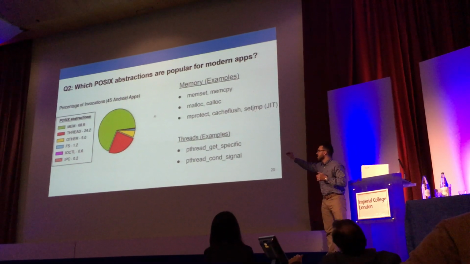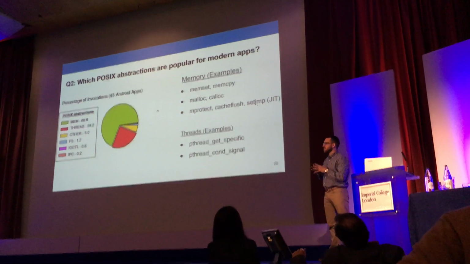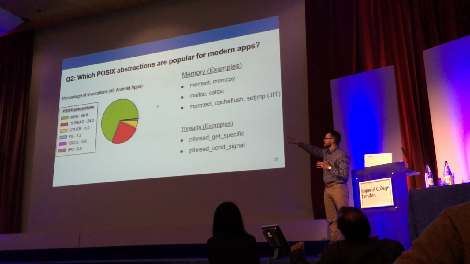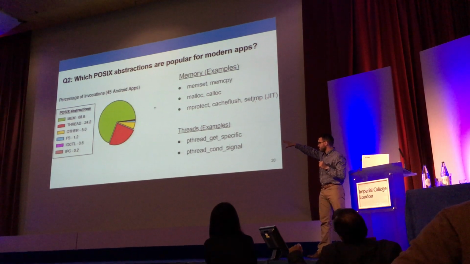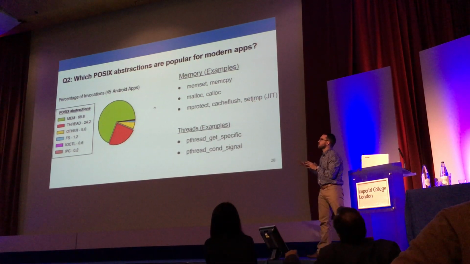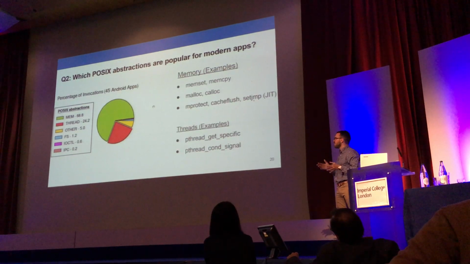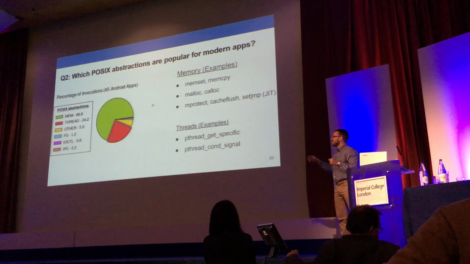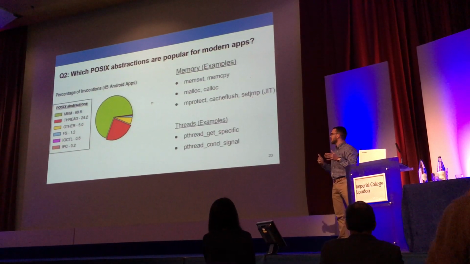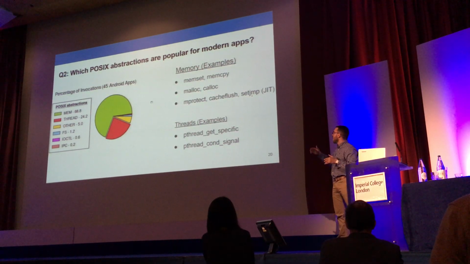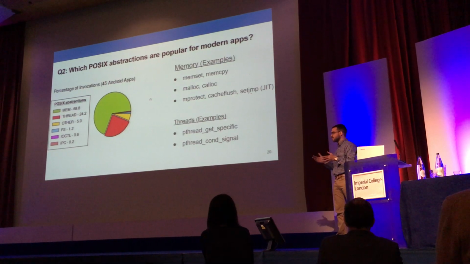In this pie chart, you see the categorization of some abstraction subsystems such as memory, threading, and other subsystems, and you see the percentage of invocations each subsystem accounts for. Of course, the distribution is not uniform. That's not really a big surprise given the fact that modern applications are heavily based on memory and threading abstractions, for example, like malloc, memset, and protect, and threading operations for TLS.